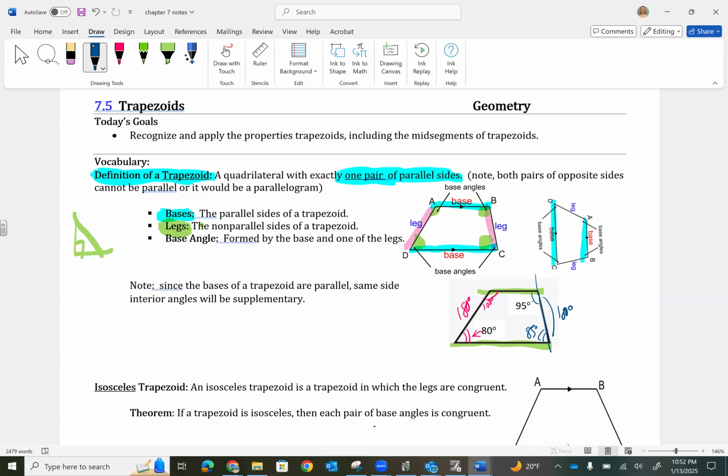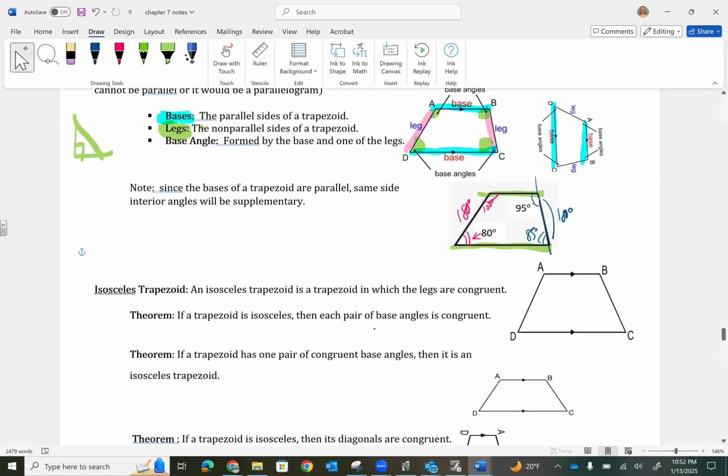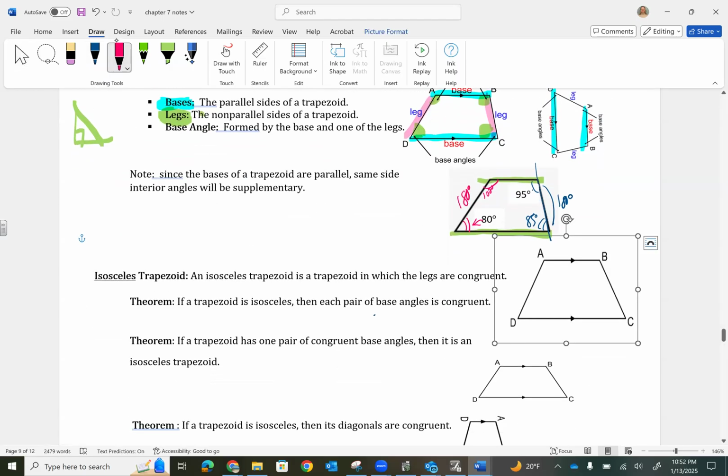So, we spoke about this a couple times already. An isosceles trapezoid is a trapezoid where the legs are congruent to each other. The parallel sides can never be congruent to each other because if they were, then you would actually have a parallelogram. So the parallel sides can never be congruent to each other in a trapezoid. But if the legs are congruent to each other, then we call it an isosceles trapezoid.